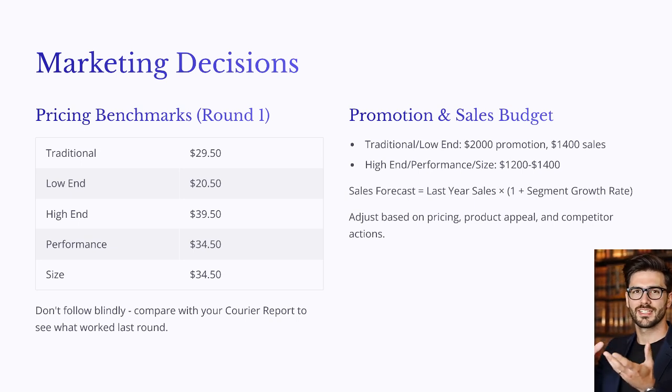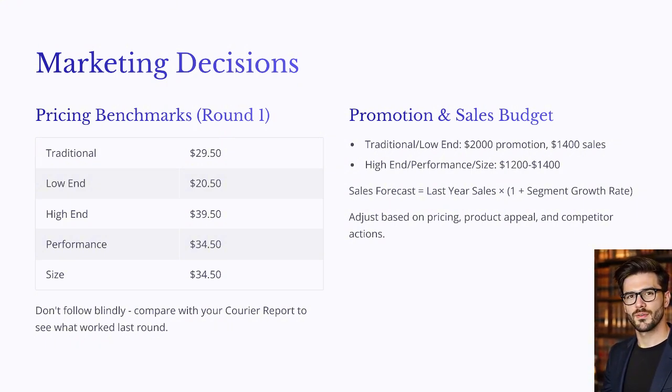B. Promotion and sales budget. Allocate budgets as follows in round 1. Traditional and low end, $2,000 for promotion, $1,400 for sales budget. High end, performance, size, $1,200 to $1,400. Promotion builds awareness over time. Sales budget helps improve accessibility. Be consistent. Small, consistent spending is better than huge spikes. C. Sales forecast. Never trust the computer-generated forecast blindly.